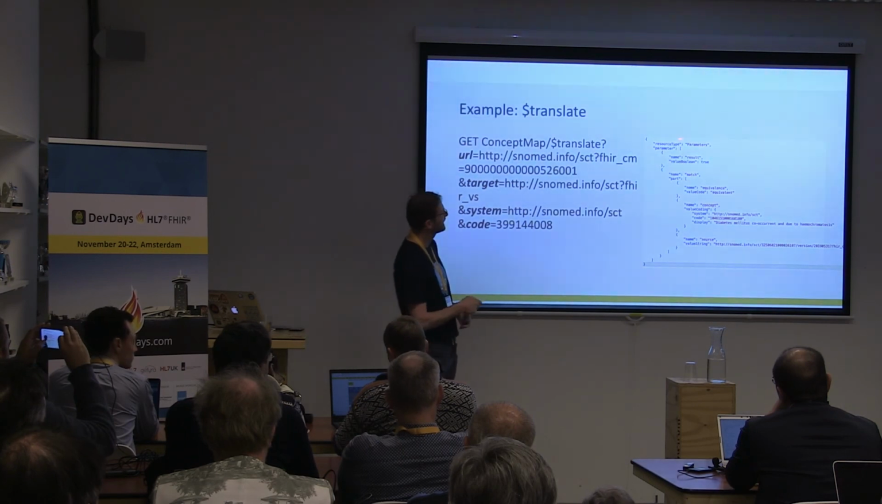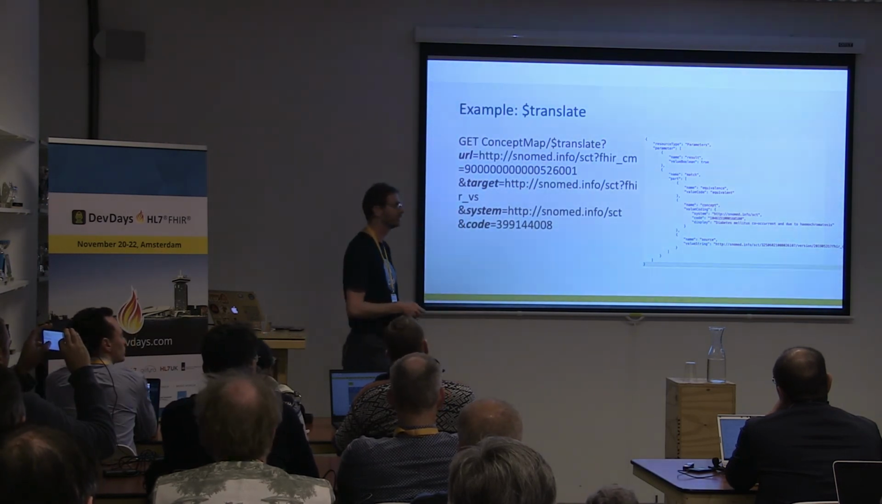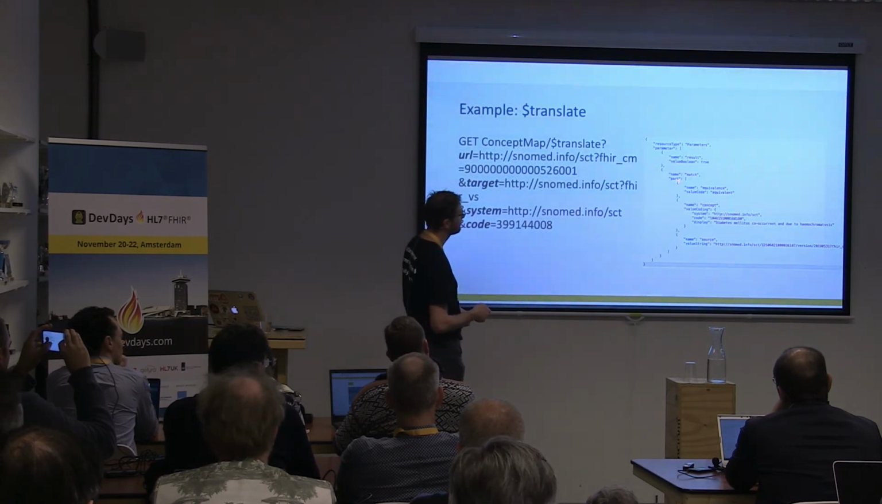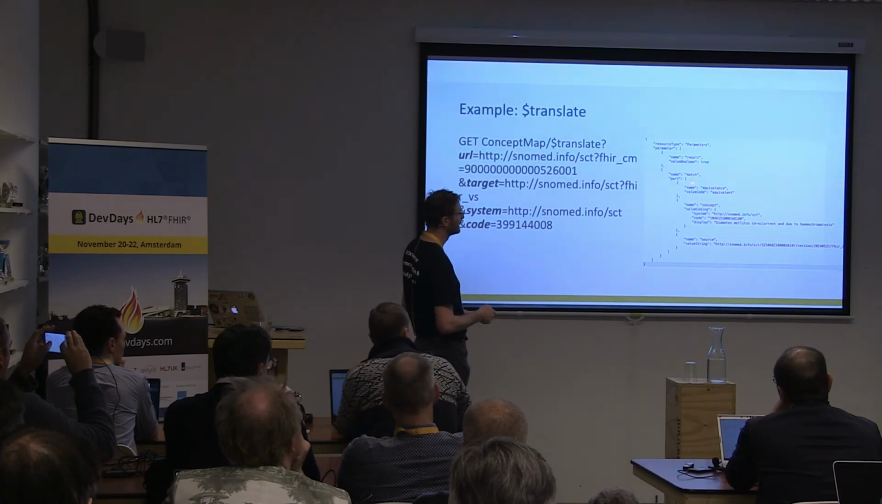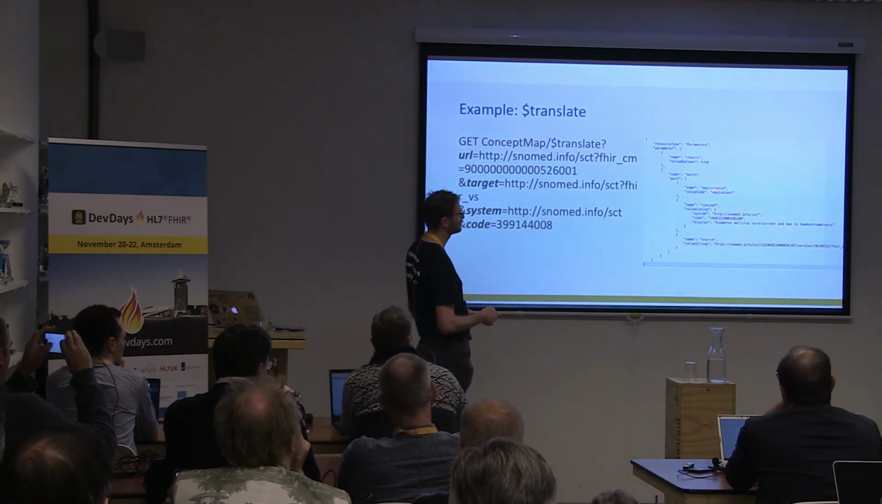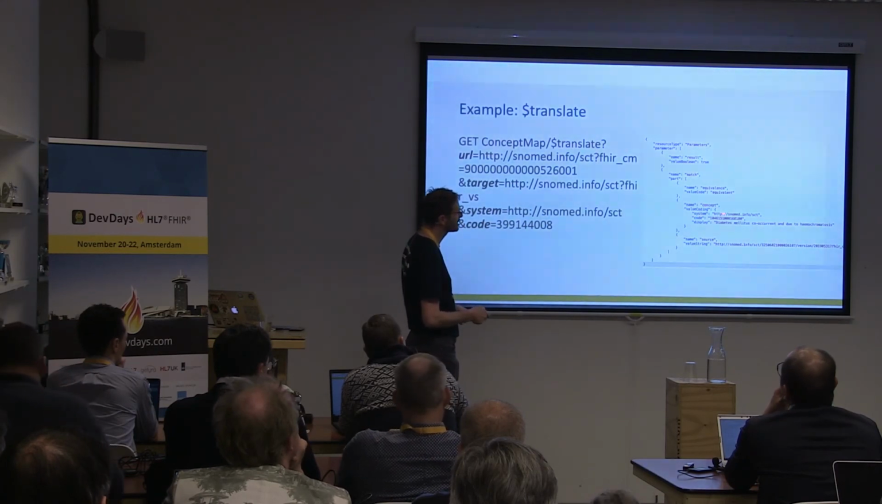And when I do that, I get a parameters object back. It says true, so there is a mapping for this code. And then in the match, it'll define each of the different maps for this. So in this case, it's found one. It'll say the equivalence relationship is equivalent. And here's the concept that it maps to.